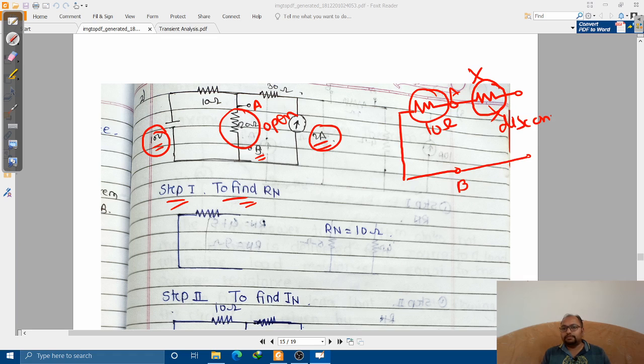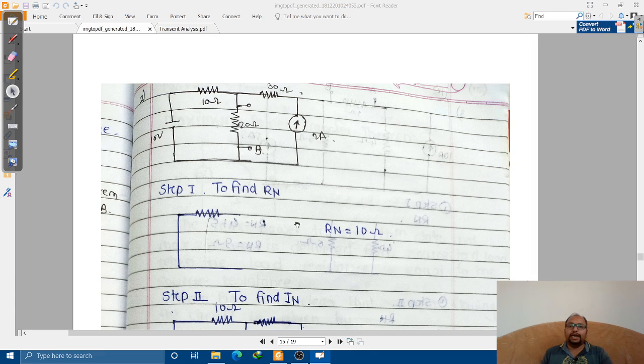So remember that the total resistance present across the terminals A and B, or the resistance seen from the terminals A and B, will be only this 10 ohm. This 30 ohm will not be there. So the value of RN is coming as 10 ohm. Is that fine?